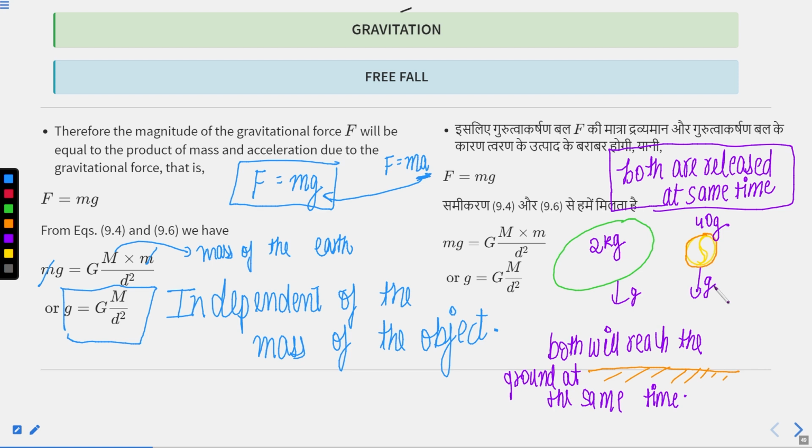So whether you have a watermelon, an iron ball or a normal tennis ball, all the objects will fall at the same time if they are released from the same height, because it is independent of the mass of the object. Is it clear, class?